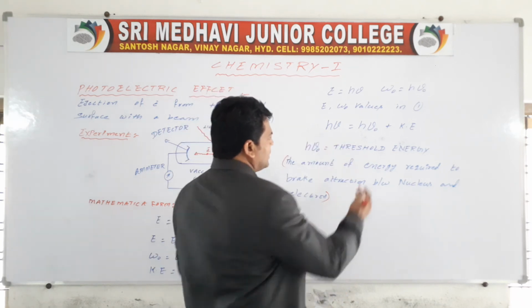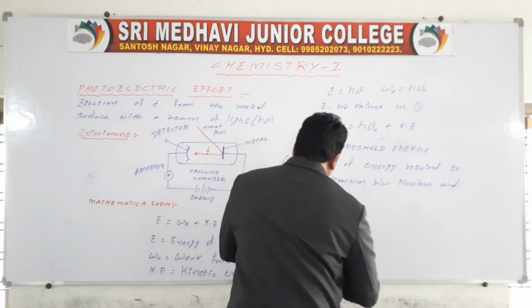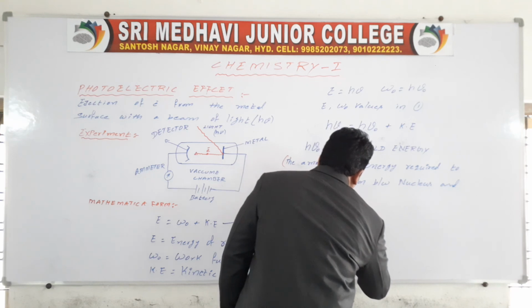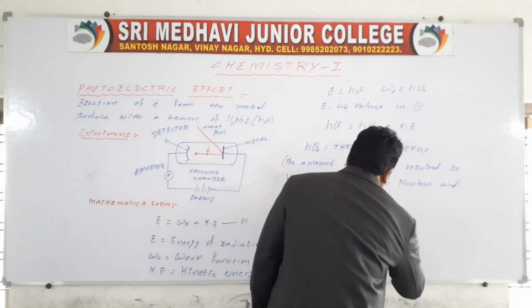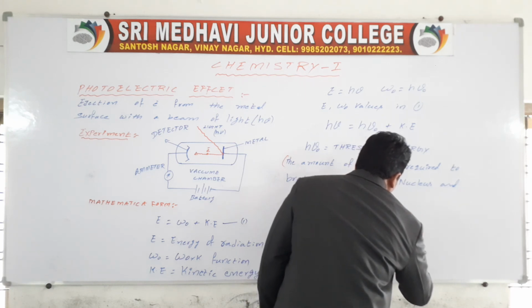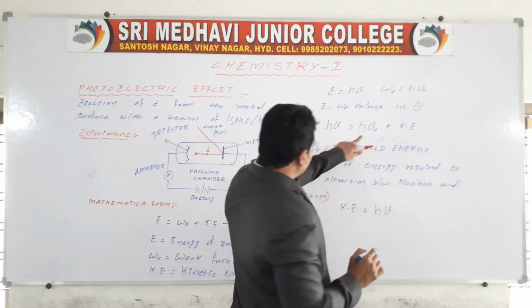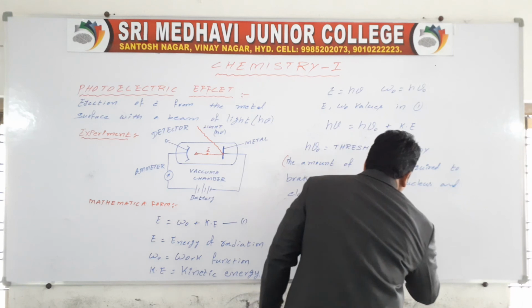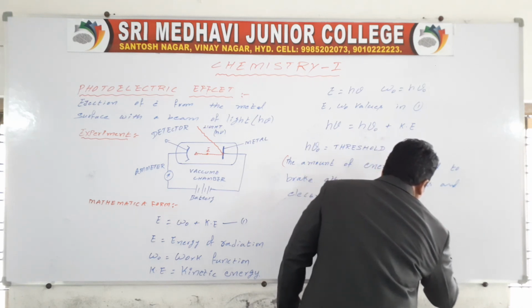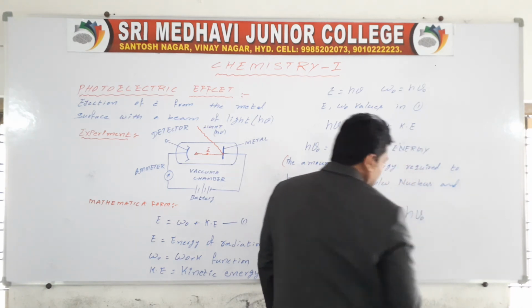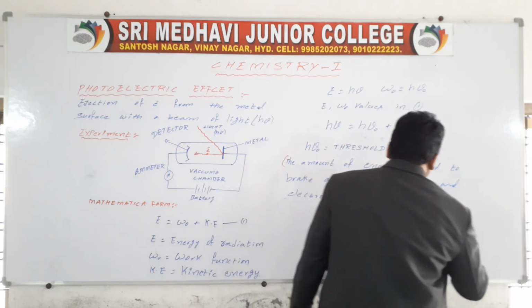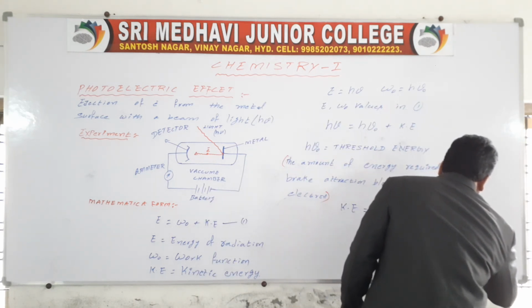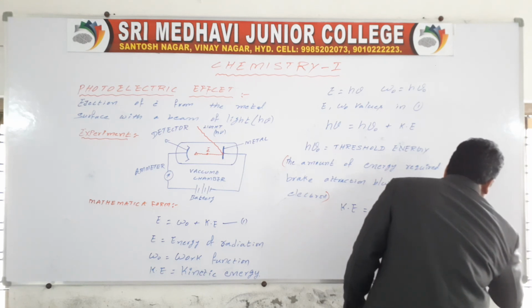Then we want Ke. From the above equation, Ke is equal to h nu minus h nu naught. Then, in place of nu, we write c by lambda.